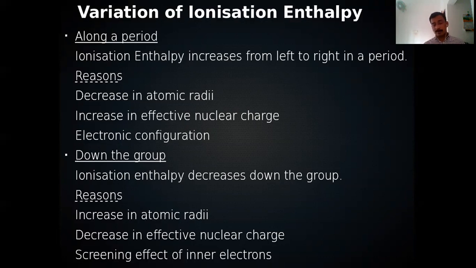So electronic configuration also has a role. And what is the variation down the group? Ionization enthalpy decreases down the group. What are the reasons? Increase in atomic radius as we move down the group. Decrease in effective nuclear charge. And the third one, screening effect of inner electrons. Inner electrons will shield the nuclear charge. We can call it the screening effect of inner electrons. These are the reasons for this variation.